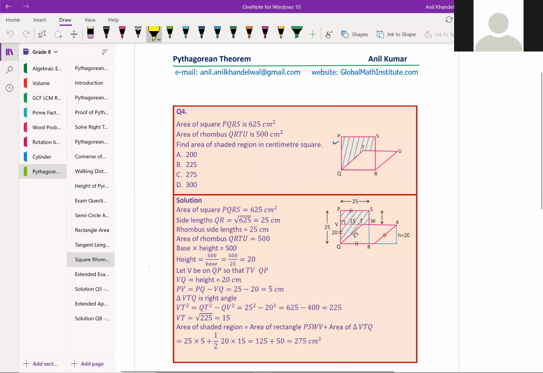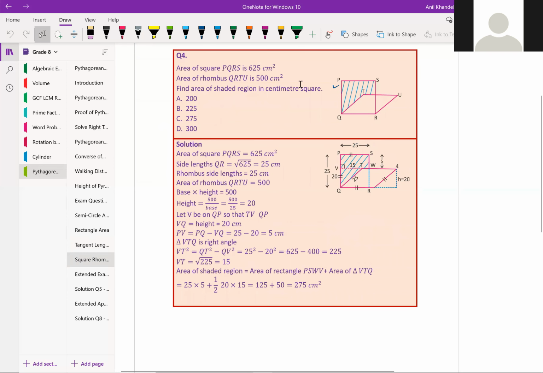Okay. Now let's look into the fourth question on that paper, where the area of the square was given to us and the area of the rhombus is also given to us. We know these two areas. They actually help us to find the sides. The square of 625 tells you that this side should be 25 times 25, right? And now we know this is 25, but the area of this rhombus is given to us as 500, right?